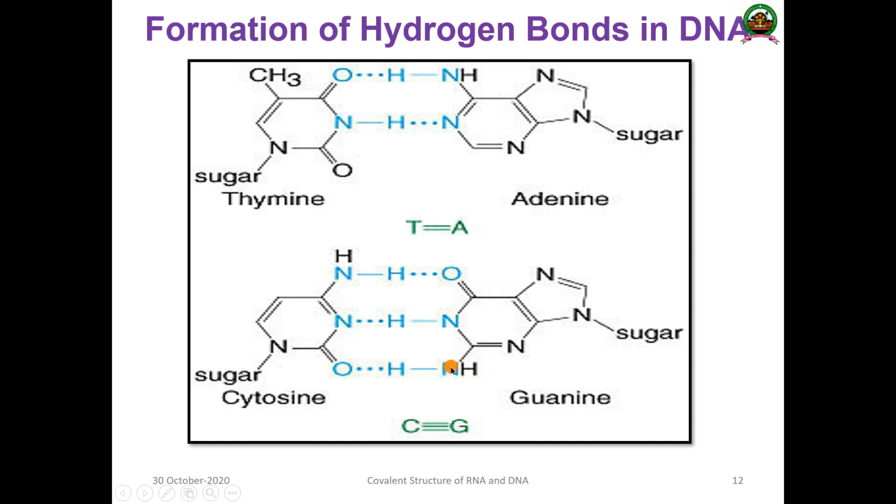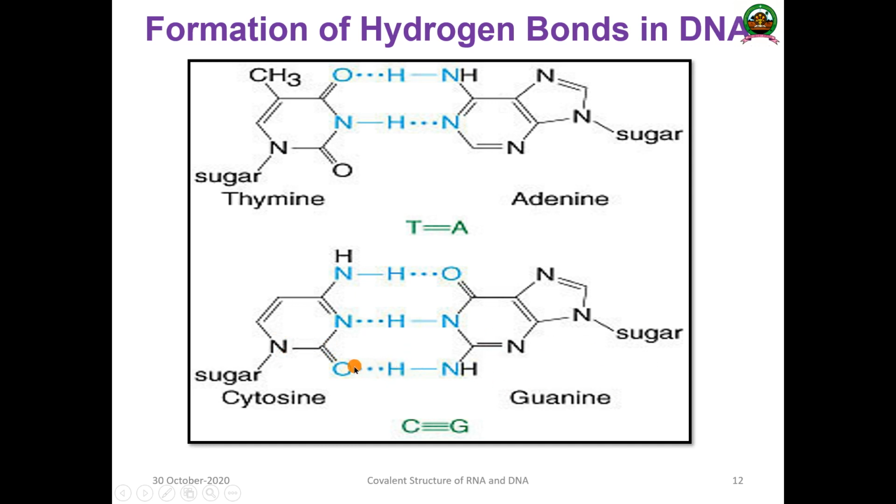In that NH2, one of the H from NH2, the other H is here. One of the NH2 will be coming and interacting with this particular oxygen, this oxygen of a cytosine and this H of a guanine.